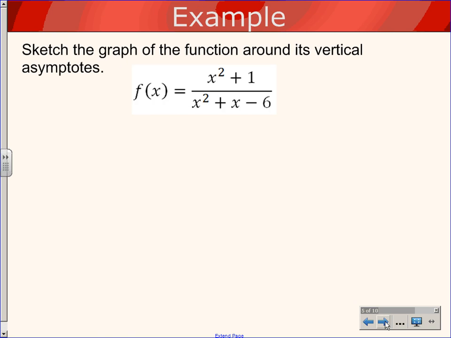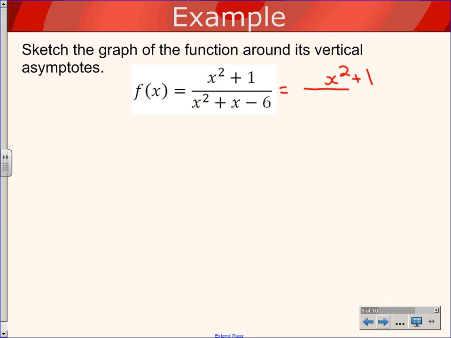Here's one that's a little bit different. Pretty good function, actually. We've got a quadratic on the top and a quadratic on the bottom. It says sketch the graph of the function around its vertical asymptotes. And all I care about today is how things are behaving around the asymptotes. So this is not going to be a complete curve sketching exercise. We'll do more of that in the days to come. All we want to focus on is what happens around the asymptotes.